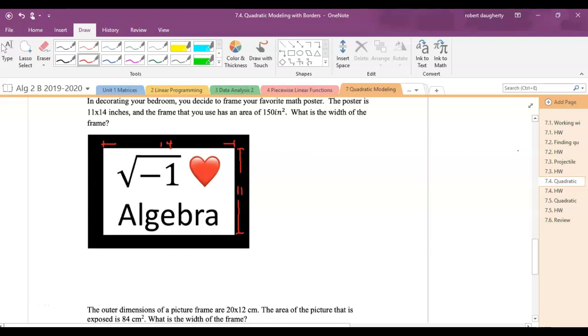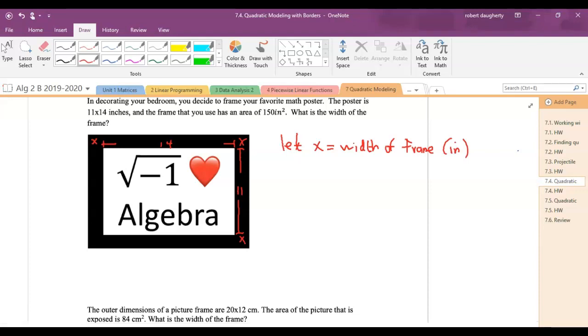Now in all of these, you're going to do the same thing. Let x equal what? Let x equal the width of the frame, and this is measured in what? In inches. Okay. So that means that what is the distance from here to here? Yeah, that's x, and that's x. Okay. So the width of the frame all the way around is x.